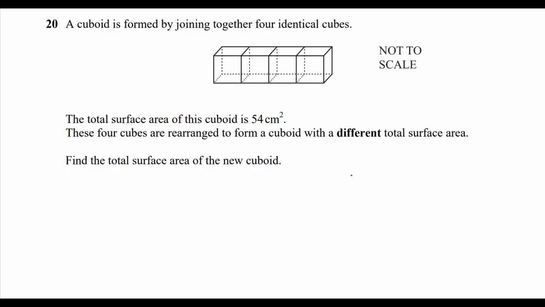Next. Now again, question 20. A cuboid is formed by joining together 4 identical cubes. The total surface area of this cuboid is 54 square centimeters. These 4 cubes are rearranged to form a cuboid with a different total surface area. Find the total surface area of the new cuboid. You will be given 10 seconds.